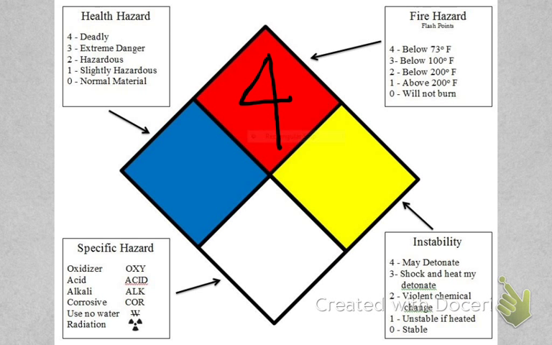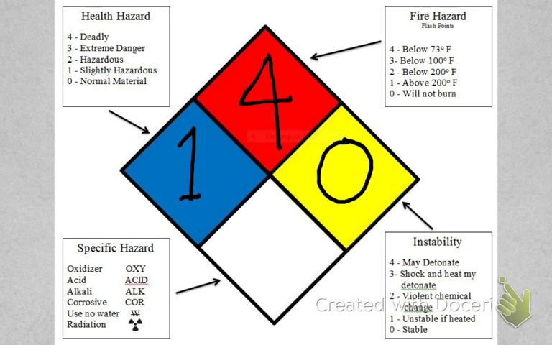In this next box, the yellow box, it's instability. And if you recall back on the material safety data sheet, it said that propane was stable, so here it would get a 0. In the blue box, that's its health hazard, and there is only a slight hazard for propane, and that is if there's overexposure without fresh air. So that is rated as a 1.